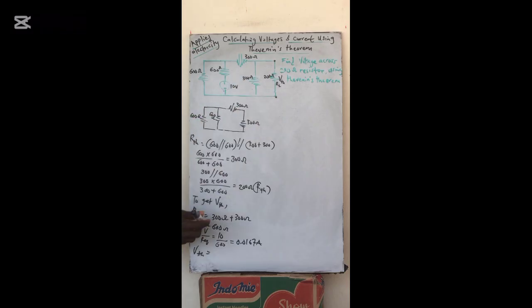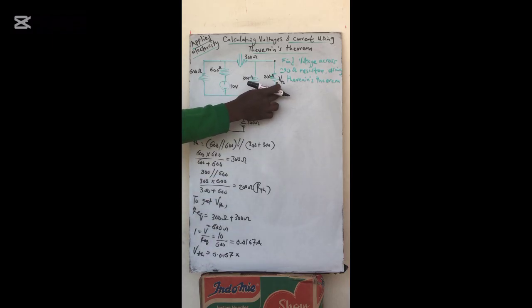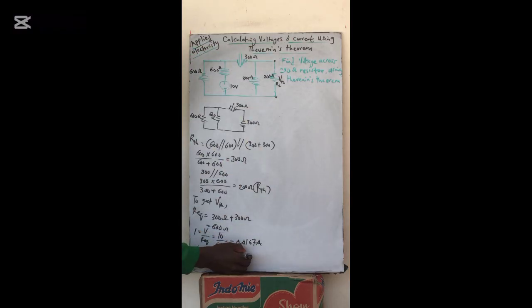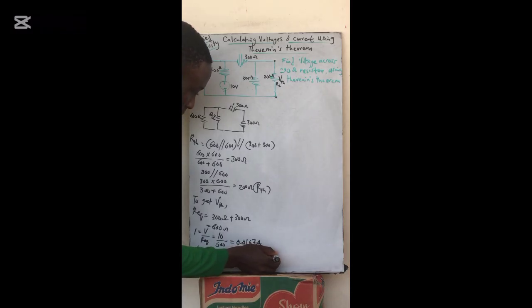So now we are going to be having I, which is 0.0167, multiplied by the resistance in the V Thevenin place. So what is the resistance in action in this place? This one we know we've taken away 200 here. We are dealing with this 300 here. So we are going to be having 300 for that. And when you calculate that, you are going to be having 5.01. So that's 5.01 volts.